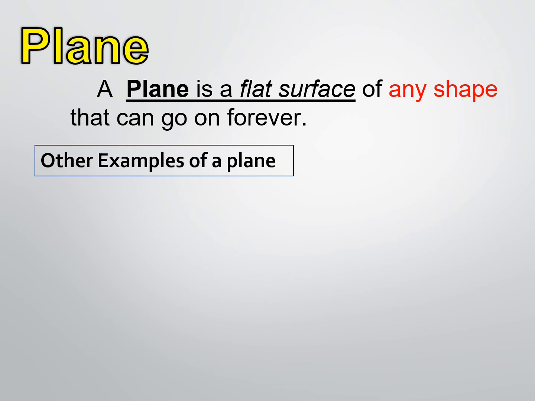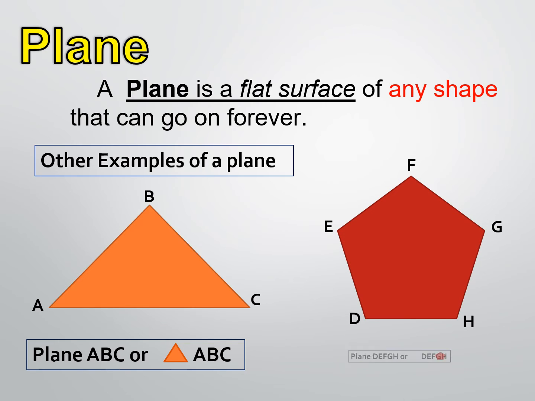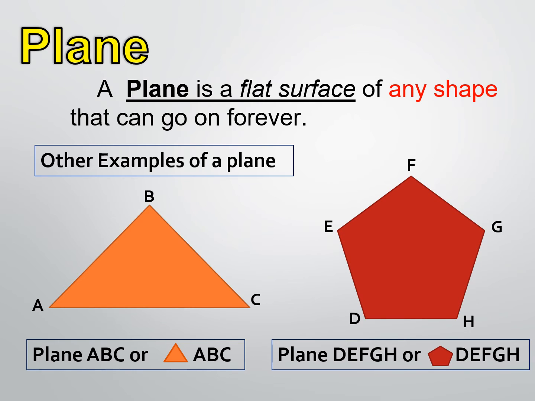So other examples of a plane, this is a plane. Plane ABC or triangle ABC. This one, plane DEFGH or our pentagon DEFGH. So meaning our shapes can be considered as a plane, as a flat surface.